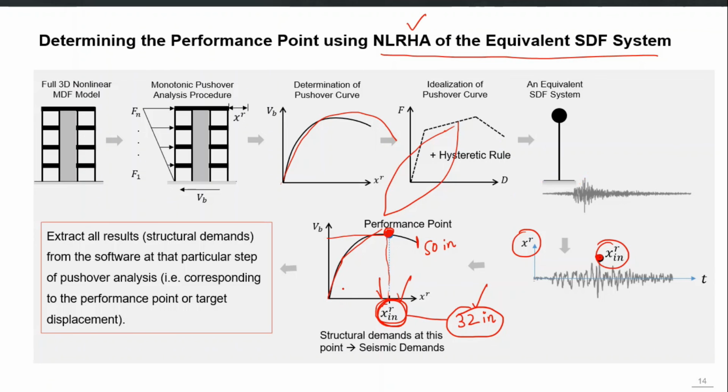So based on the relative accuracy of these three methods, you may get a slightly different estimate of peak roof displacement or target displacement or performance point.